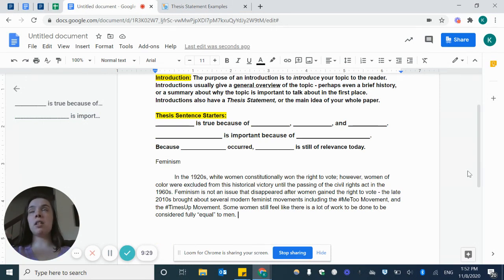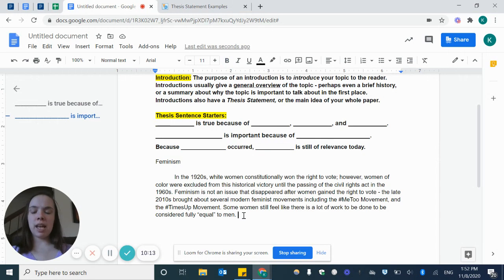So if I could boil my paper down into one point, maybe I'm going to try this last one. Because blank occurred, blank is still of relevance today. One thing I want to note is that whatever you put in these blanks has to make sense. I saw some people just putting random things in there, and reading it, it doesn't really make sense as a sentence. So I can't just say because feminism occurred, women is still of relevance today. That doesn't make sense. The words that you put in the blanks have to mean something.